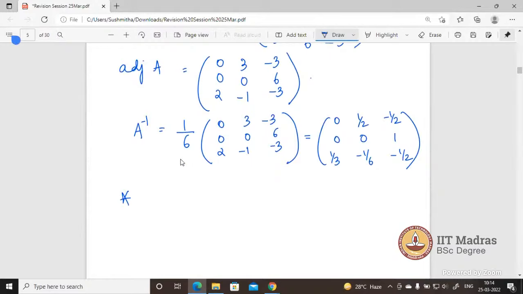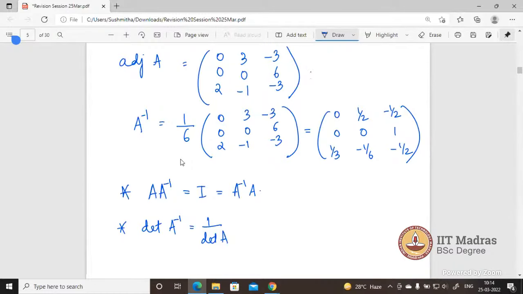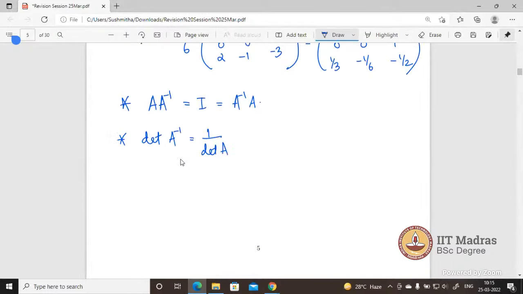What is special about the inverse of a matrix? If I multiply the matrix with its inverse, what do I get? The identity matrix. And what is the determinant of the inverse? 1 by the determinant of A. So this is a valid division because I know the determinant of A is not equal to 0. If the determinant of A was equal to 0, then there wouldn't be an inverse at all. Okay, so this is all with matrices.